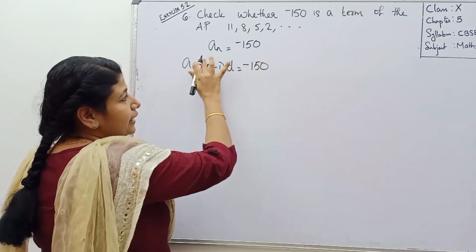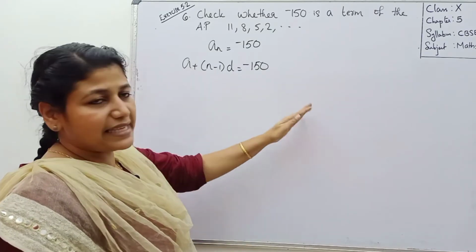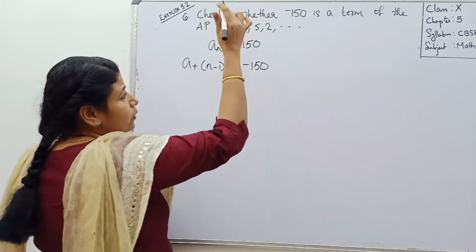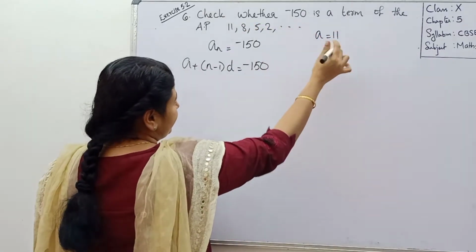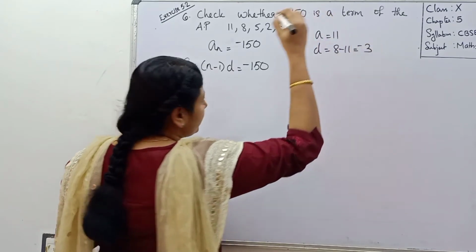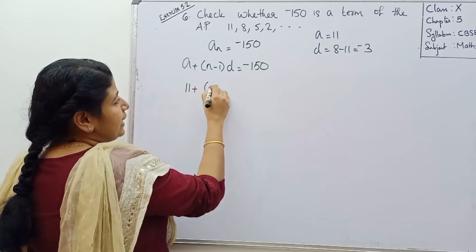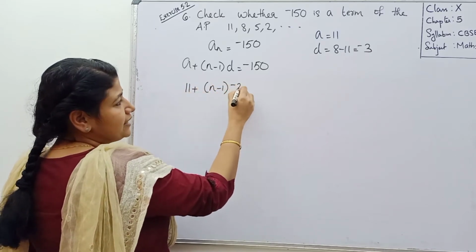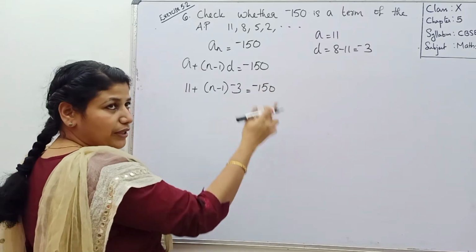Okay, nth term ആണ് negative 150. So we are writing a plus n minus 1 into d as negative 150. From this sequence we can write a as 11. This progression a as 11 and the common difference as 8 minus 11, which is equal to negative 3. Okay, substitute the values. 11 plus n minus 1 into d is negative 3, isn't it? Negative 150. First we are taking this 11 to that side.